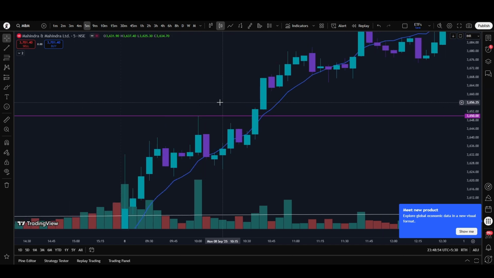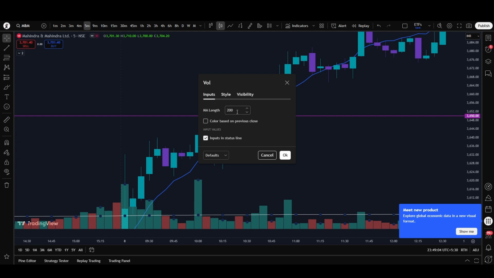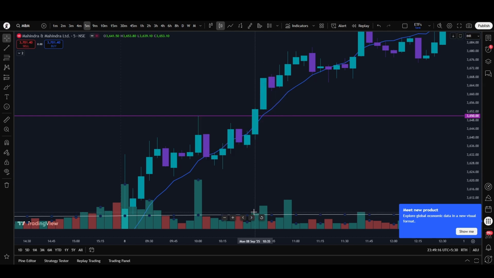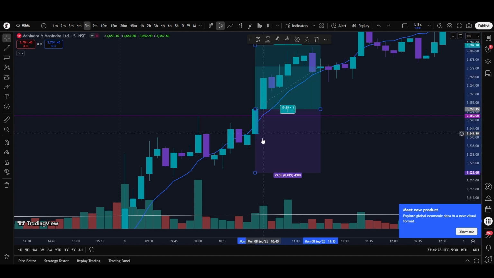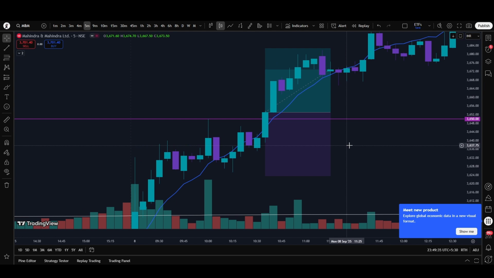Now right here, what I also want you to observe is, you have the volume. The volume here, if I double click on this, right, you would see in the inputs, I have the MA length as 200. The MA basically means the moving average. So in the 200 moving average period, this volume is greater than that. Okay, since this volume is greater than the last 200 moving average volume, I would basically enter on the close of this particular candle. Now there is another particular confirmation that I use, which you will see is this blue line here.